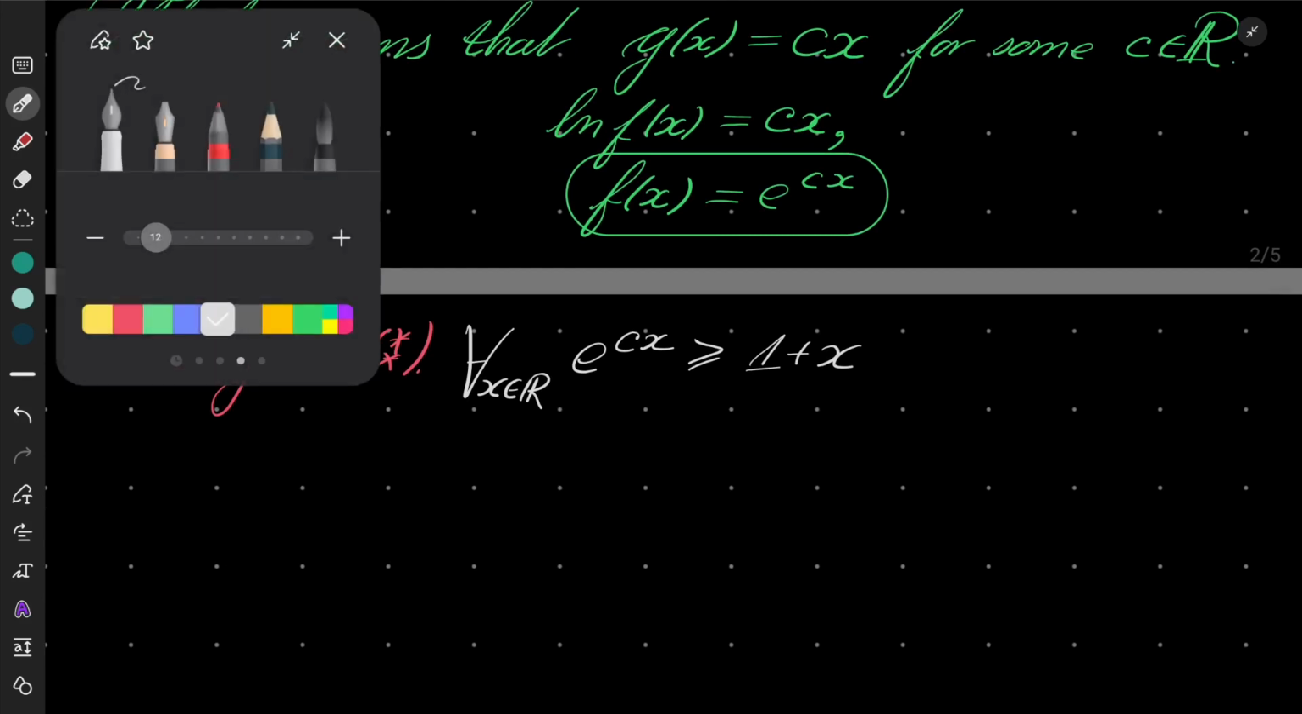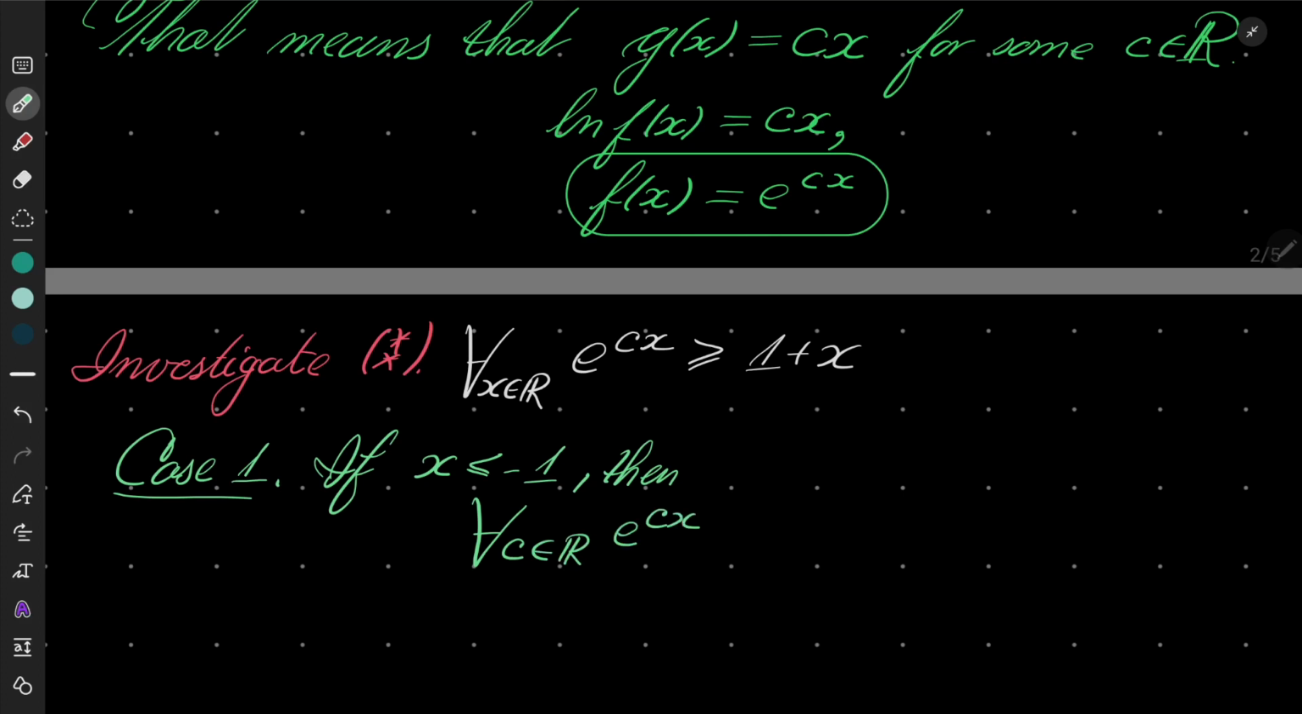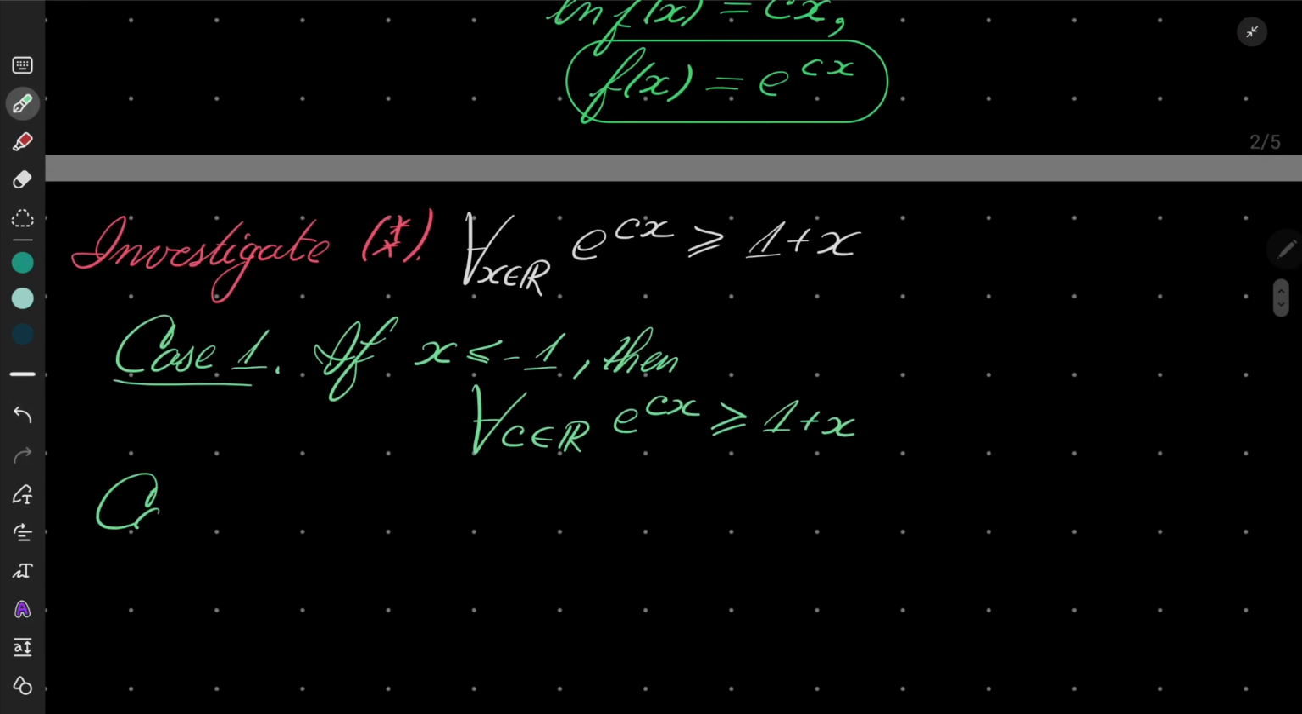Case number one, if x is less than or equal minus 1, then for every constant c, e to the power c times x is obviously greater than or equal 1 plus x. Why is that? Because this number is positive and this number is non-positive. So nothing is interesting in this case. Case number 2.